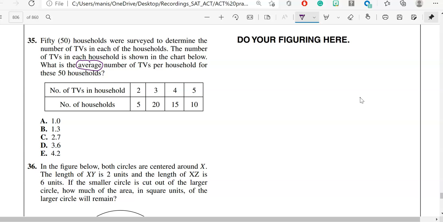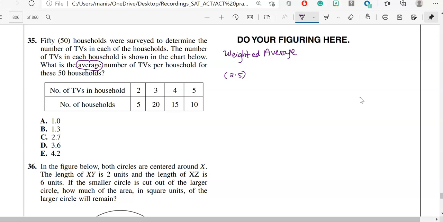So in this case, the question is asking us to find what? The question is asking us to find the weighted average. I'm writing the word over here. So what we will do is, first of all, we will count the total number of televisions or TVs over here.